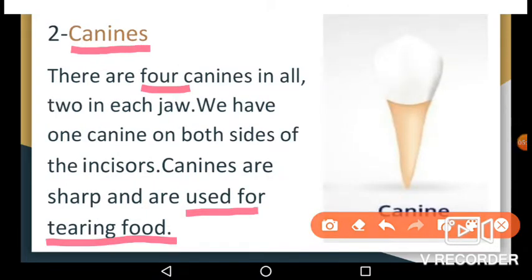Your 4 canine teeth sit next to the incisors. You have 2 canines on the top of your mouth and 2 on the bottom of your mouth. Canines have a sharp, pointy surface for tearing food. The first baby canines come in between the age of 16 months and 20 months. The upper canines grow in first, followed by the lower canines.